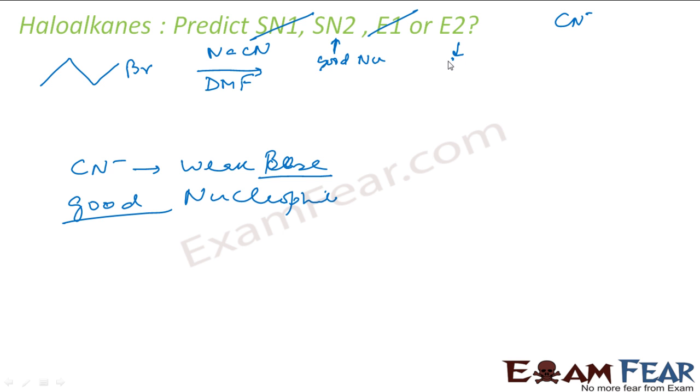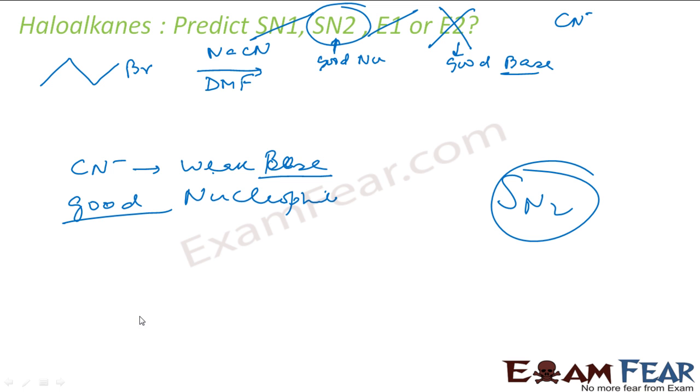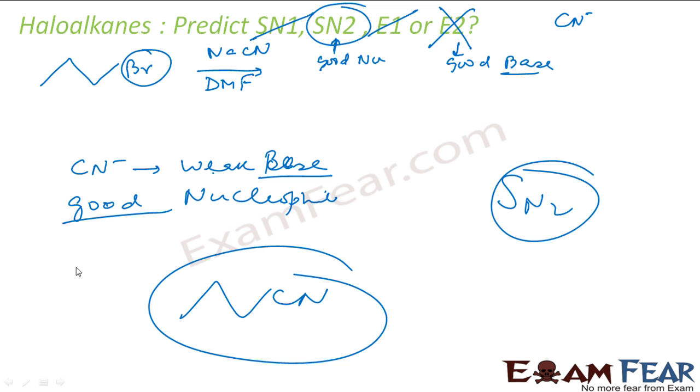So SN2 needs a good nucleophile. E2 needs a good base. But is this guy a good base? No, it's a weak base. E2 is not possible. So good nucleophile, yes. So SN2 is possible. That means this reaction will go for SN2 reaction, where this Br will be replaced with CN minus and the product you get is, this is the output. Correct. So this was a weak base, good nucleophile, so it favored SN2 reaction.